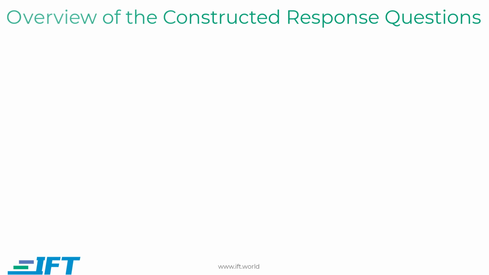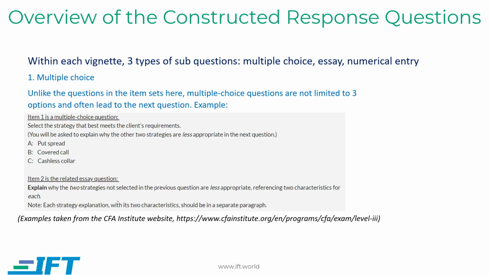Now I'll give you an overview of the constructed response questions. So you'll have a vignette, and within each vignette, you'll have 3 types of sub-questions. This means that your question can be either a multiple choice question or an essay question or a question that requires a numerical entry. Let's tackle the first one. If you get a multiple choice question, unlike the question in the item sets, the multiple choice questions are not limited to 3 options, and they will often lead to the next question.